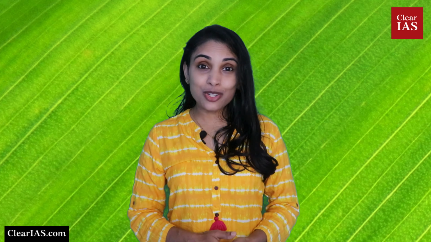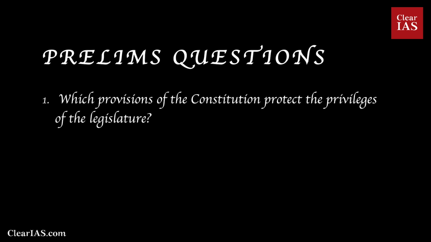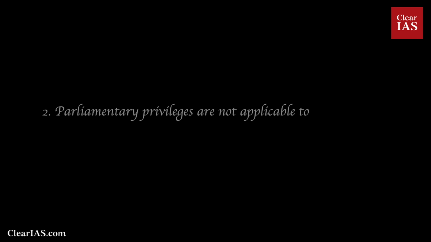So, we have discussed almost everything that you need to know about parliamentary privileges. Now, see the questions once again. Question number 1. Which provision of the Constitution protect the privileges of the legislature? Option A, Article 105. Option B, Article 215. C. Article 116 and option D. Article 107.